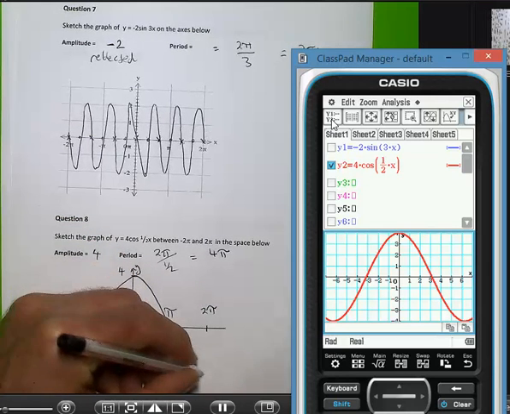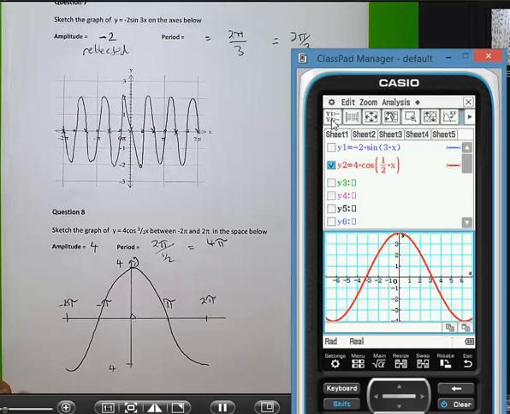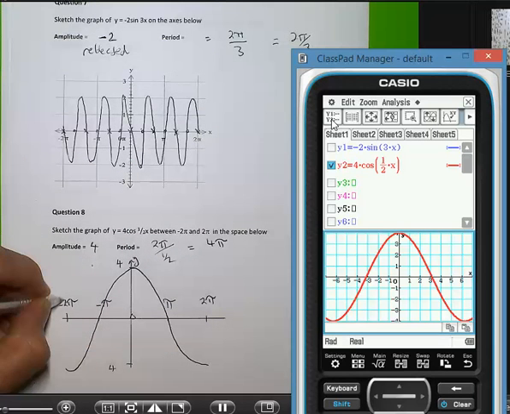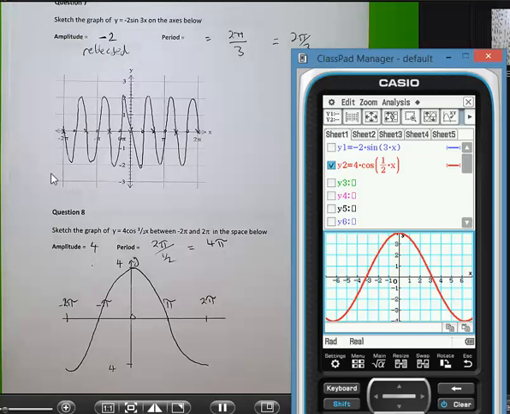So these transformations in questions 7 to 10 combine both an amplitude change and a period change. Rule of thumb, the bigger the period, the broader the graph. The smaller the period, the tighter the graph. And you'll notice here that we've been using negative 2 pi to 2 pi as guidelines in many of these questions.